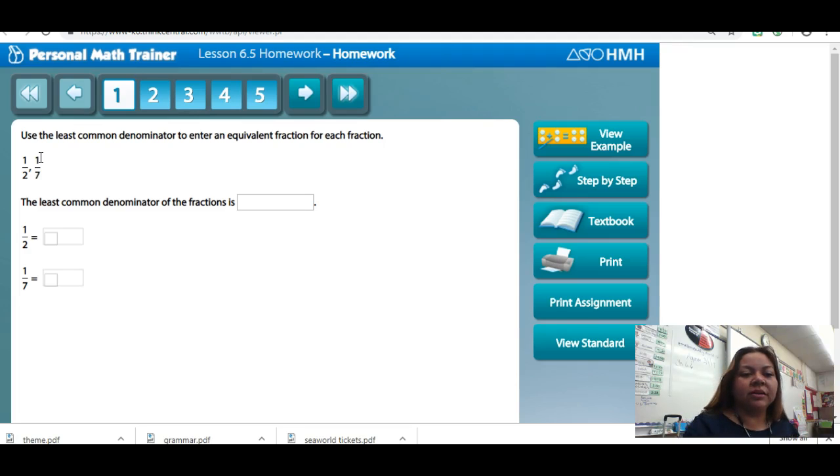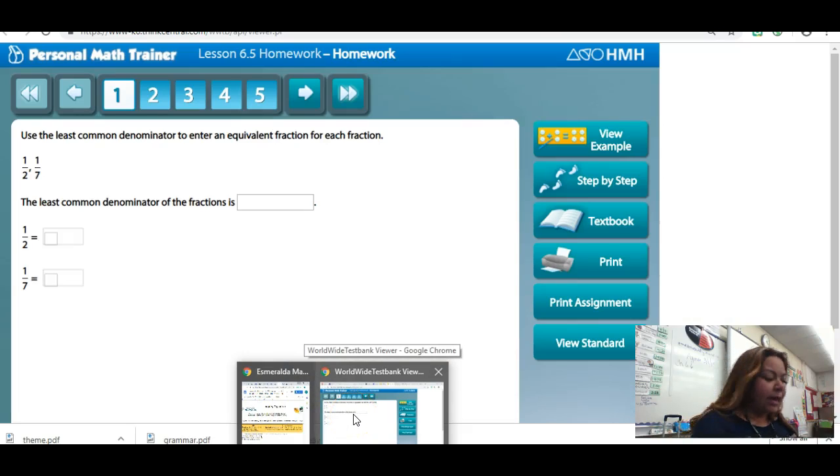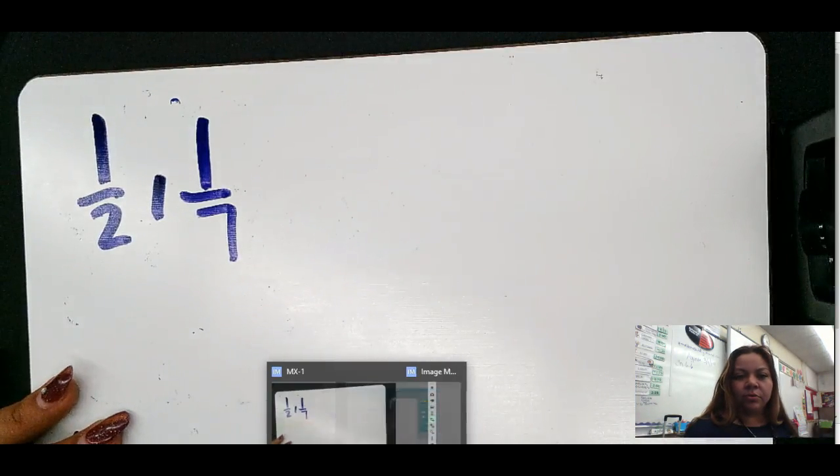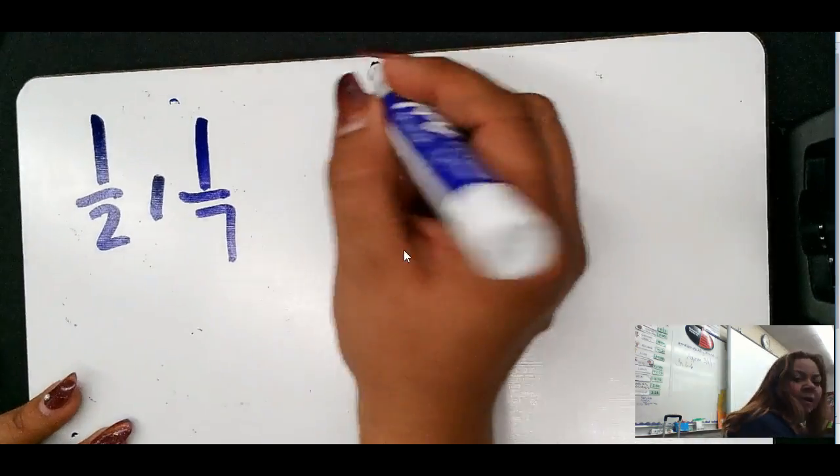So the question is, use the least common denominator to enter an equivalent fraction for each fraction. They give us two fractions, 1/2 and 1/7. So we see it right here, 1/2 and 1/7. And we need to find the least common denominator of the fractions. I'm going to switch so that you can see my whiteboard. It was 1/2 and 1/7. Okay, so we need to find the common denominator.